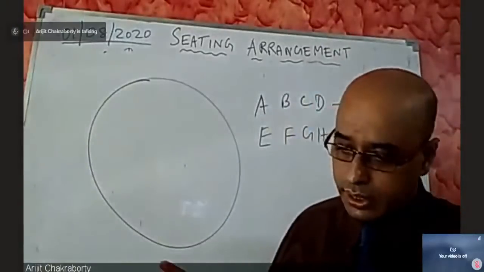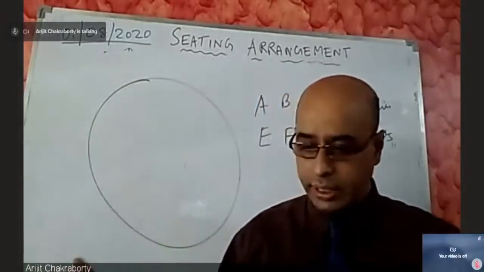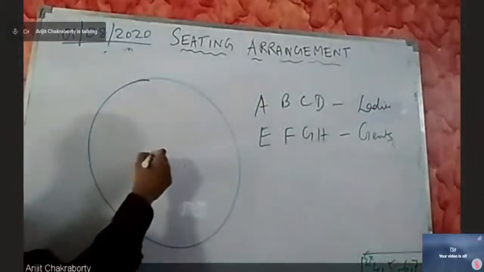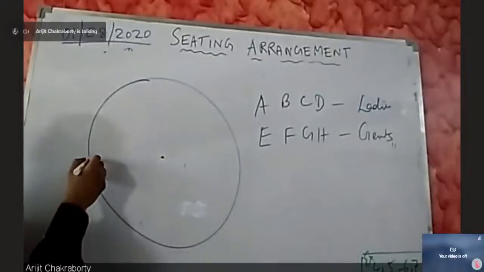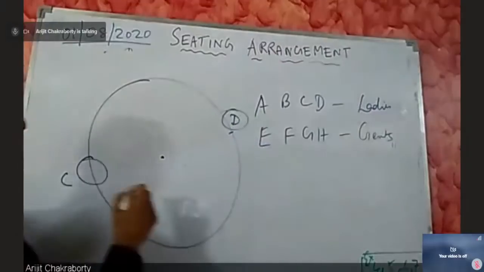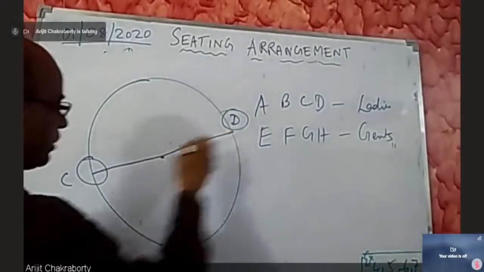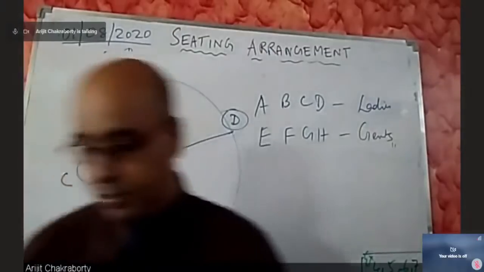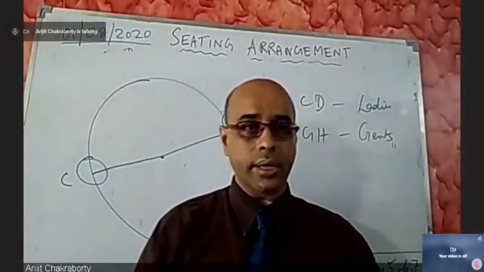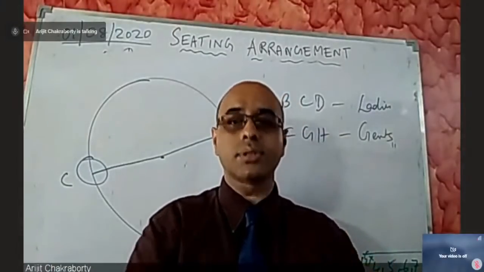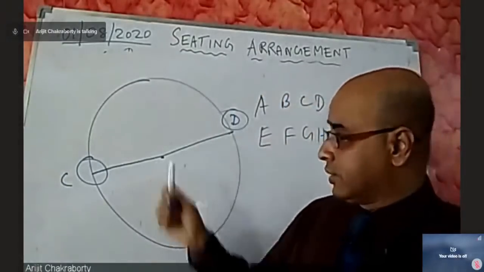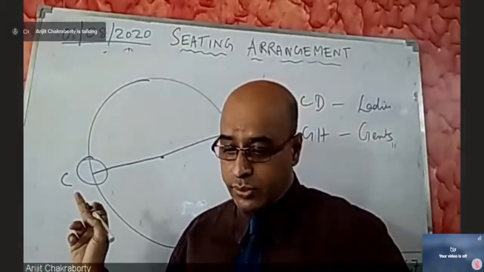C is sitting between G and E. C is facing D. So I can draw like this. This is, say, the center. C is sitting here and D is sitting here, and they are sitting diametrically opposite to each other. It is given that C is facing D, so they are looking at each other across the table, and of course they are diametrically opposite. You can see this. Now C is sitting between G and E.